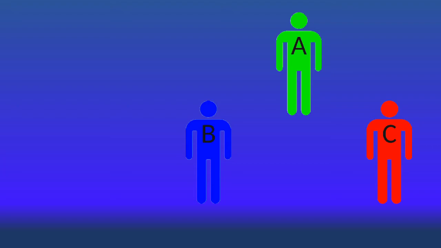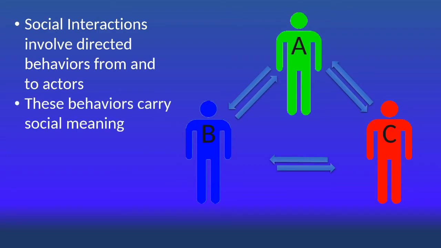So here we have a very simplified interaction. We have three individuals: Alex, Bailey, and Charlie. They can interact with one another in a social situation. By interact, really what I mean is they can direct behavior to one another. Because they're in the same situation, they can also observe the interactions of the other two. Let's focus on Alex.